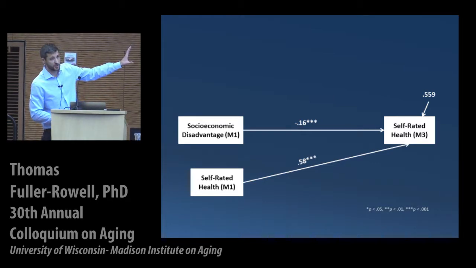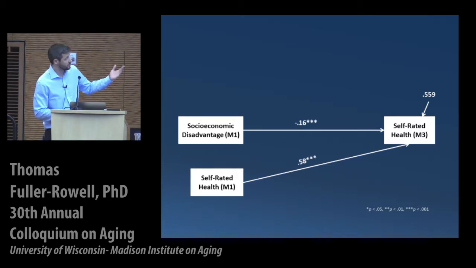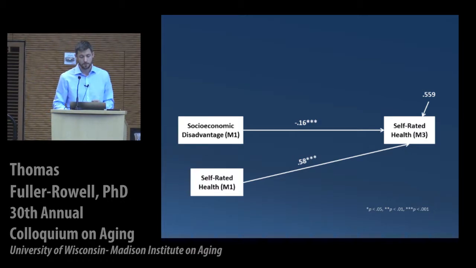So here is the social class gradient. Not surprisingly, those who started out more socioeconomically disadvantaged did indeed have faster declines in their self-rated health over this 18-year period of adulthood.